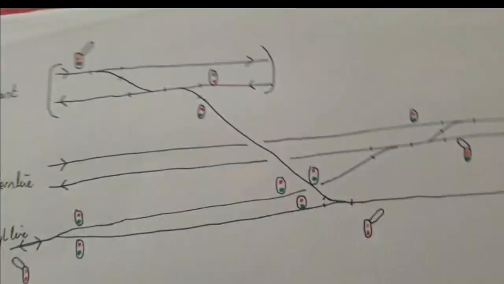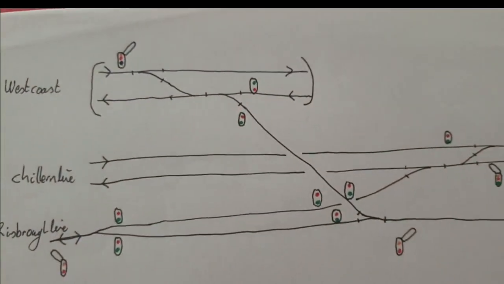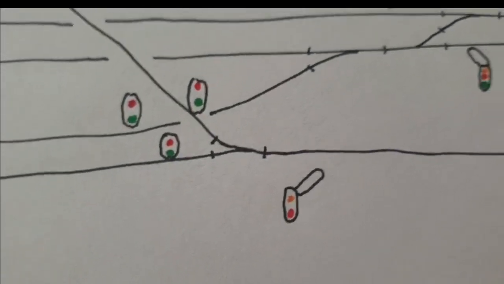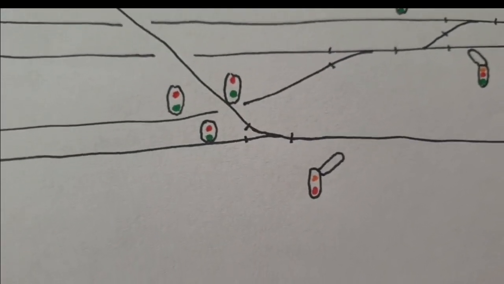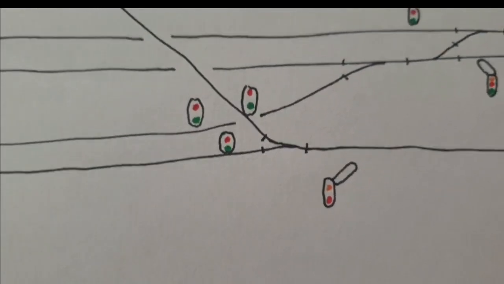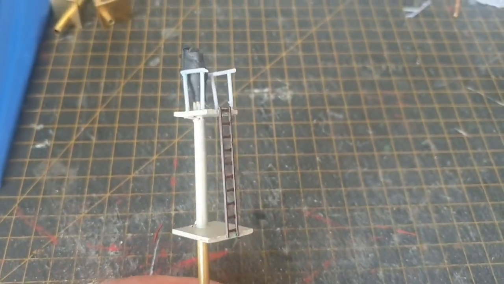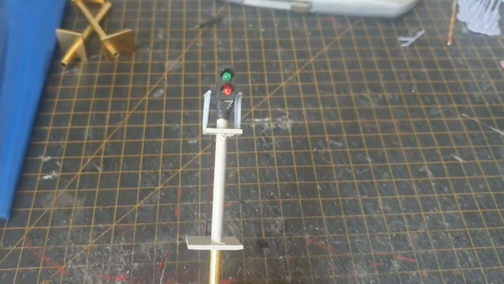Okay, so for the other four signals that I need, in this style, you've got the car lights indicating what's happening, and then there's a feather board going left or right. Okay, so this is what I came up with. Just a simple signal.